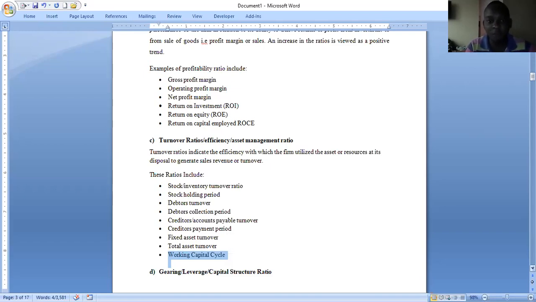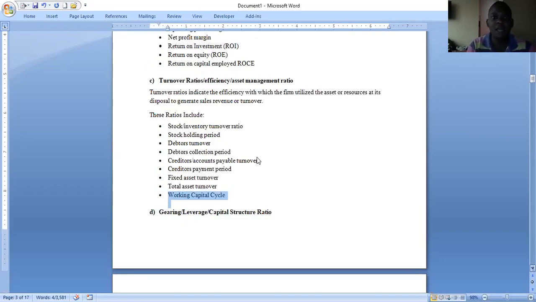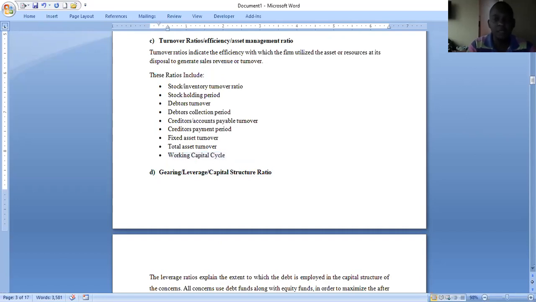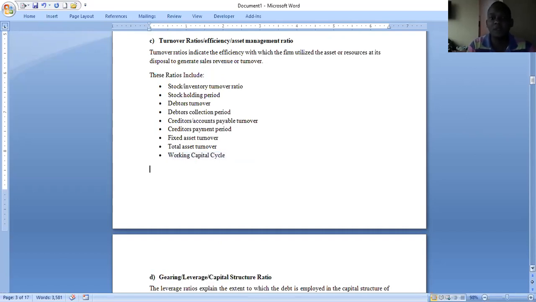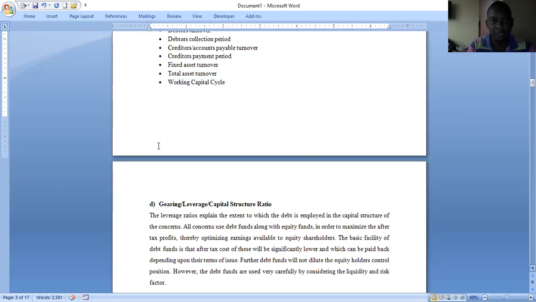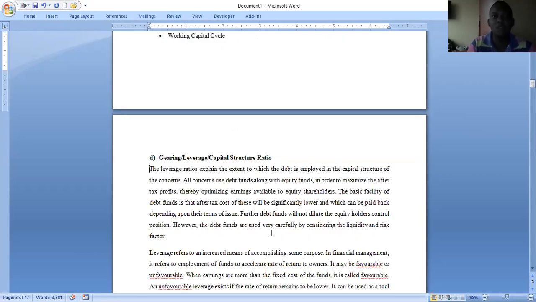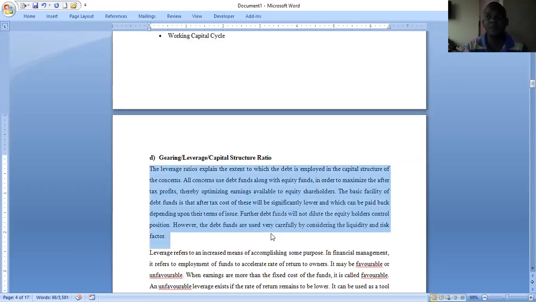And then we have the fourth pillar of ratio analysis, that is the gearing ratios. The gearing ratios look at the capital structure of the business. They look at the mix between debt and equity in the capital structure of the business. So they explain the extent to which debt is employed in the capital structure of a concern. So basically, leverage ratios measure the mix of debt and equity.